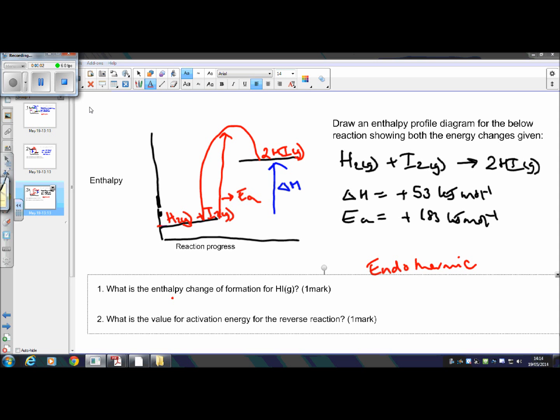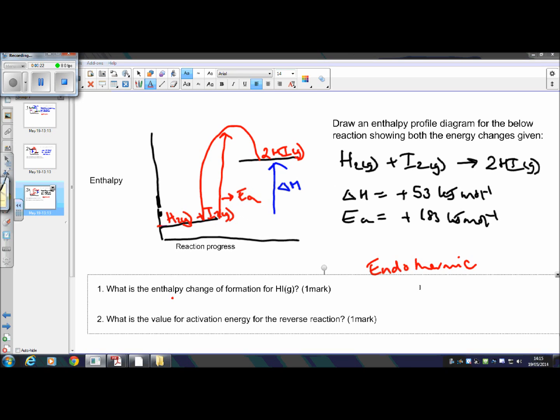Carrying on with the enthalpy profile diagram information, we've got one that's already pre-drawn that you've probably done in a previous question for 3 marks. So now the other parts of the questions, they tend to ask you to do some calculations based on the information given, and they can vary between 1 and 2 marks. So we're just going to do a couple of examples.